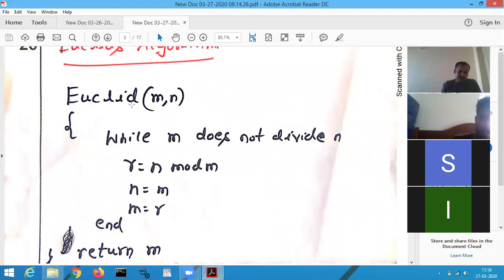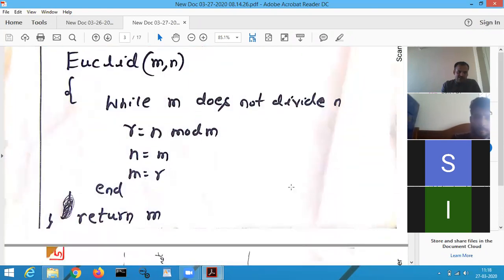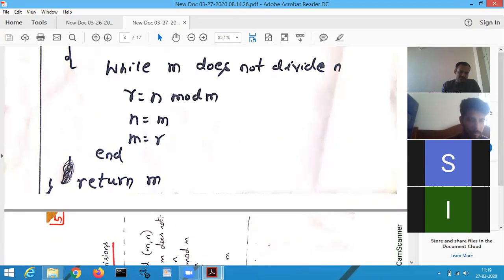So the step is like this. It takes 2 arguments, m and n. They are positive integers. The first step says, while m does not divide n, then r is equal to n mod m, n is equal to m, and m is equal to r. The same step has to be repeated until this condition is satisfied: m does not divide n. After performing all these operations, your GCD is stored in a variable called what? m. Finally, you are going to return the GCD, that is m, to the main function.